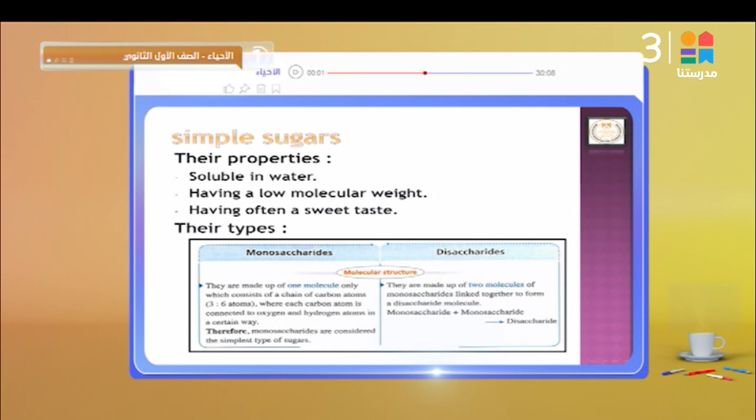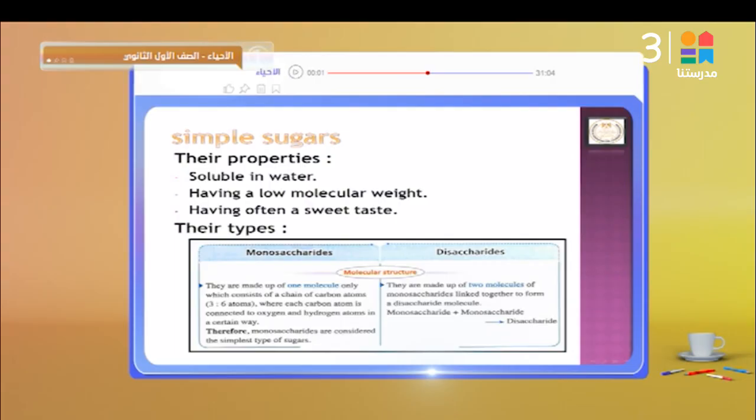Their types. Monosaccharides are made of one molecule only, which consists of a chain of carbon atoms from 3 to 6. In all monosaccharides the number of carbons ranges between 3 and 6, not less than 3 and not more than 6. Therefore the monosaccharide is considered the simplest type of sugar.